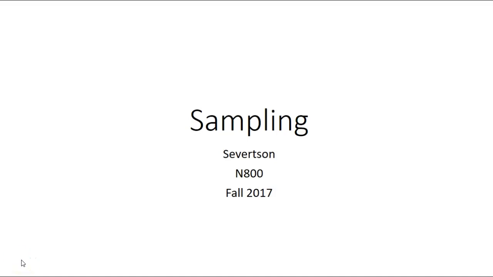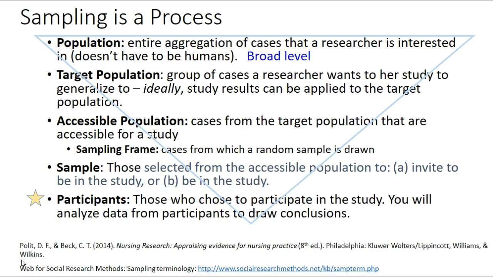In this short talk, I'd like to explain a few things that I think are important about sampling. So you see this inverted triangle here, and that inverted triangle is meant to illustrate that we start at this very broad level of this population, which is this really large set of people that we are interested in, that a researcher is interested in.